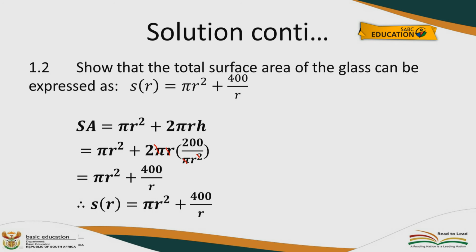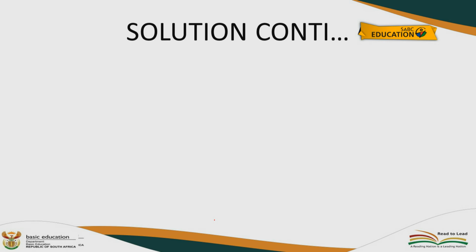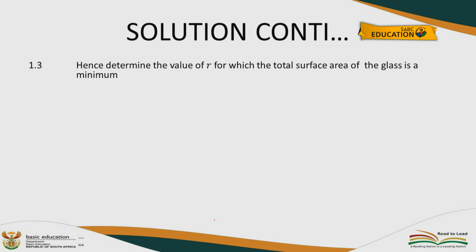Okay, so now the last question under this exercise 1.3 says: hence determine the value of r for which the surface area of the glass is a minimum.